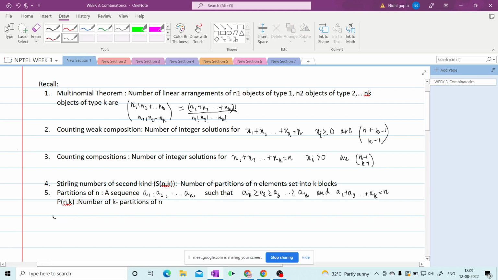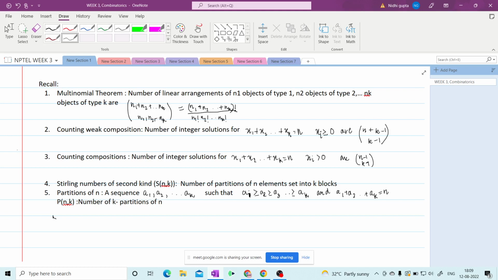which says that the number of linear arrangements of n1 objects of type 1, n2 objects of type 2, and so on, nk objects of type k, is given by (n1 plus ... plus nk) factorial divided by n1 factorial, n2 factorial, ..., nk factorial. Second, we discussed weak compositions. What is a weak composition?